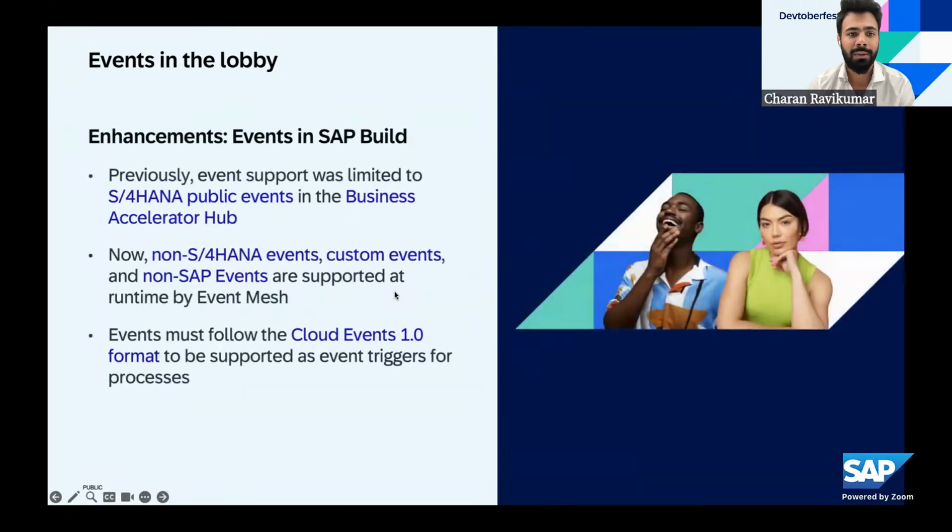Just the next slide. Some of the enhancements: previously, events only supported the Business Accelerator Hub, that is the S4HANA public events. But with this new change that we've introduced, we can also support non-S4HANA events, custom events from any application, from a CAP application. I will also show you how to add a custom event into the SAP Build lobby and then consume it. The only criterion is that you need to have the CloudEvents 1.0 format of specification to get this working. So these are some of the enhancements that the events in the lobby have.